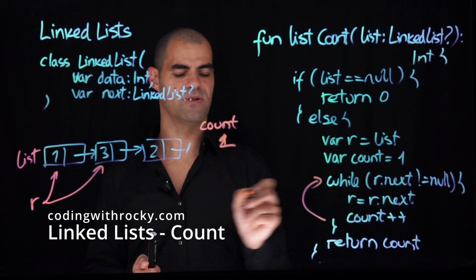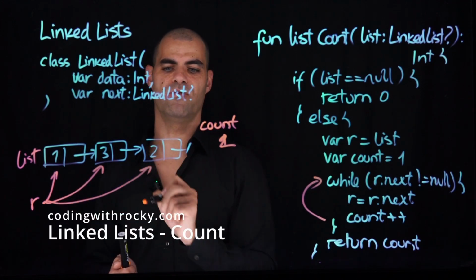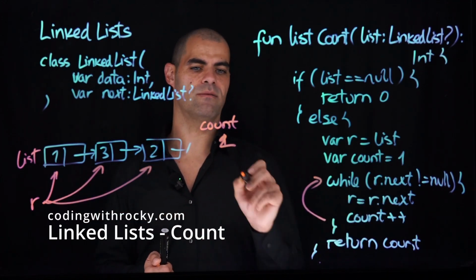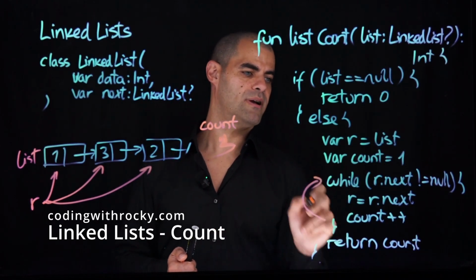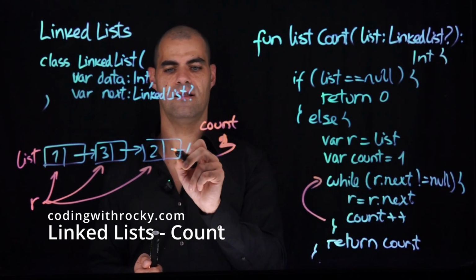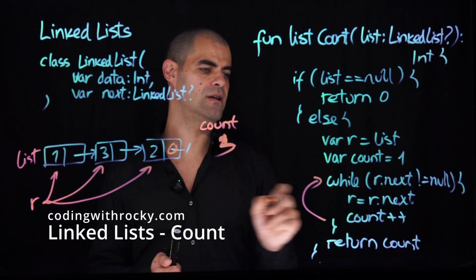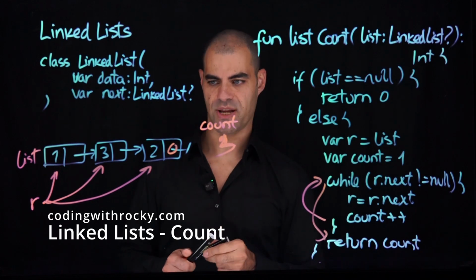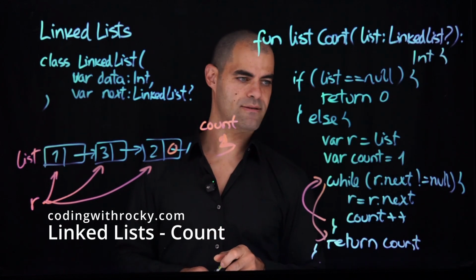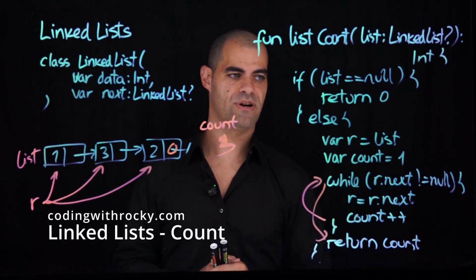Then r equals r.next. So we move it here. And then we increment the count. So this is now 3. And we loop again. r.next is not null. It's false. It's actually null. So we jump out and we return count, which is 3. So that's it. Very straightforward.